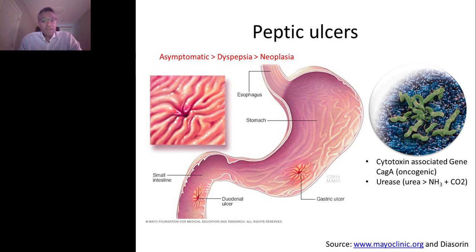And on the right-hand side of the slide, we can see, again, a cartoon of what the bacteria essentially does. It adheres to the mucosa in the ulcer. And there's a gene called the cytotoxin-associated gene, or CagA, which is thought to be oncogenic. And of course, as I mentioned below, the classic feature of this organism is the breakdown of urea by the enzyme urease for the production of ammonia and carbon dioxide.